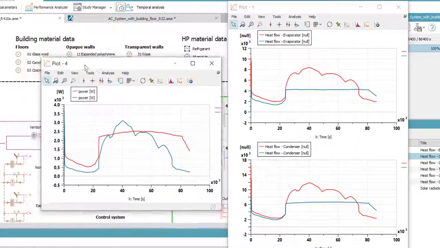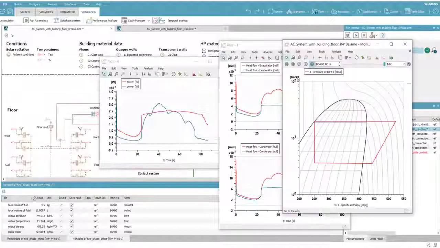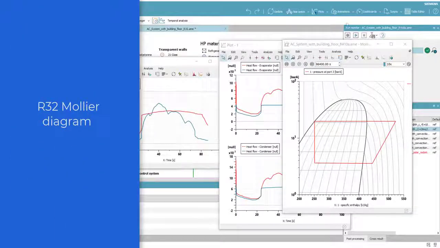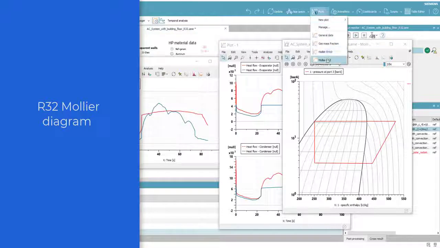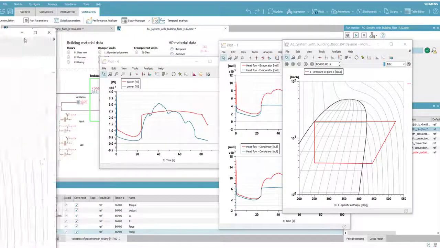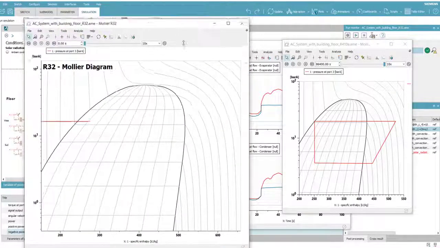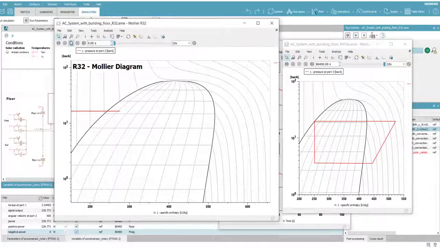Let's look into the Molière diagram for the new fluid that we've selected, R32. Amesim allows us to visualize the new thermodynamic cycle, pressure levels in the evaporator and the condenser. In addition, the user could employ Amesim to assess the optimal charge quantity of the refrigerant fluid or adapt the component sizing to the project requirements.